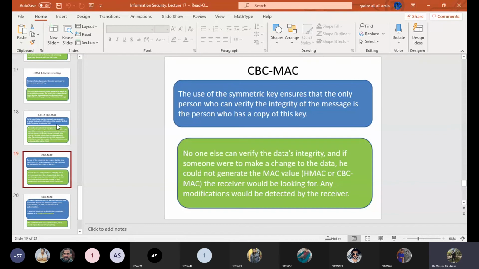The same applies to the CBC-MAC. CBC-MAC is going to apply the block symmetric function at the sender's end as well as at the receiver's end. Now, sender and receiver must have the symmetric key also. The symmetric key with which encryption is performed must be the same at both ends. Only the person who has that particular symmetric key can perform this CBC-MAC, right?